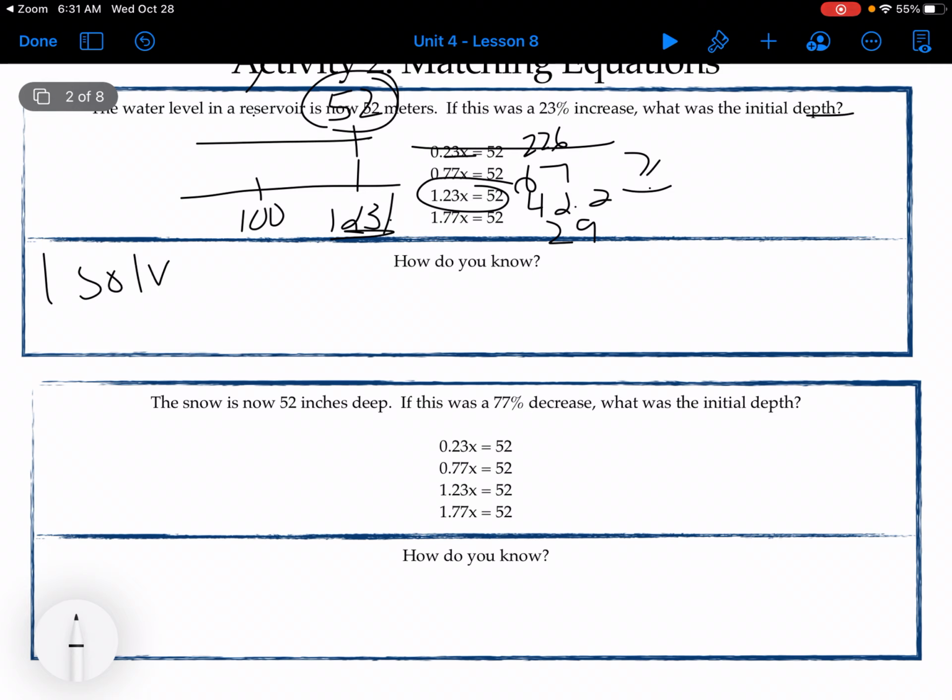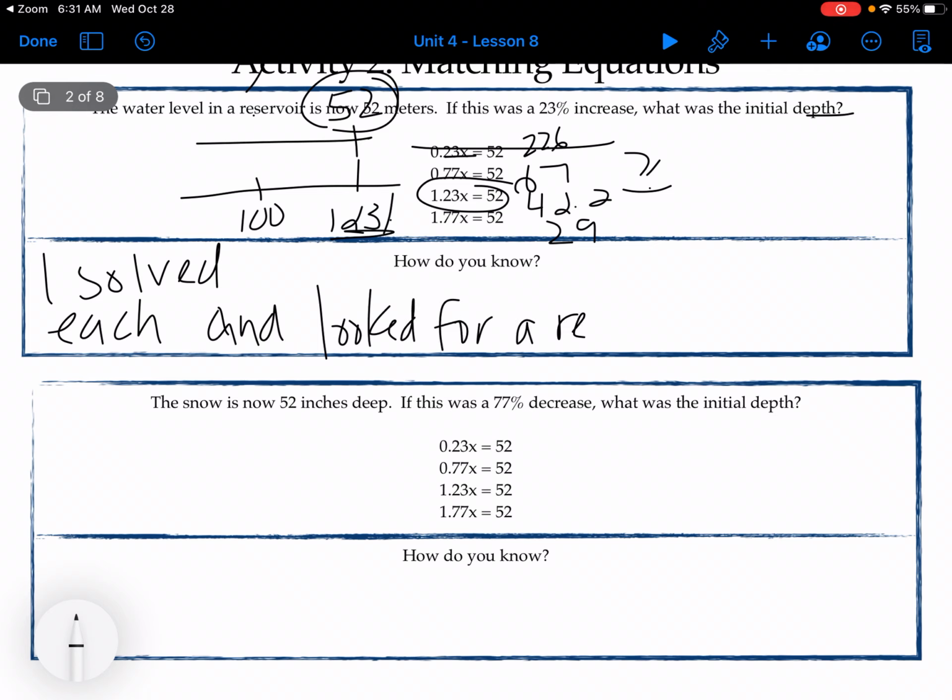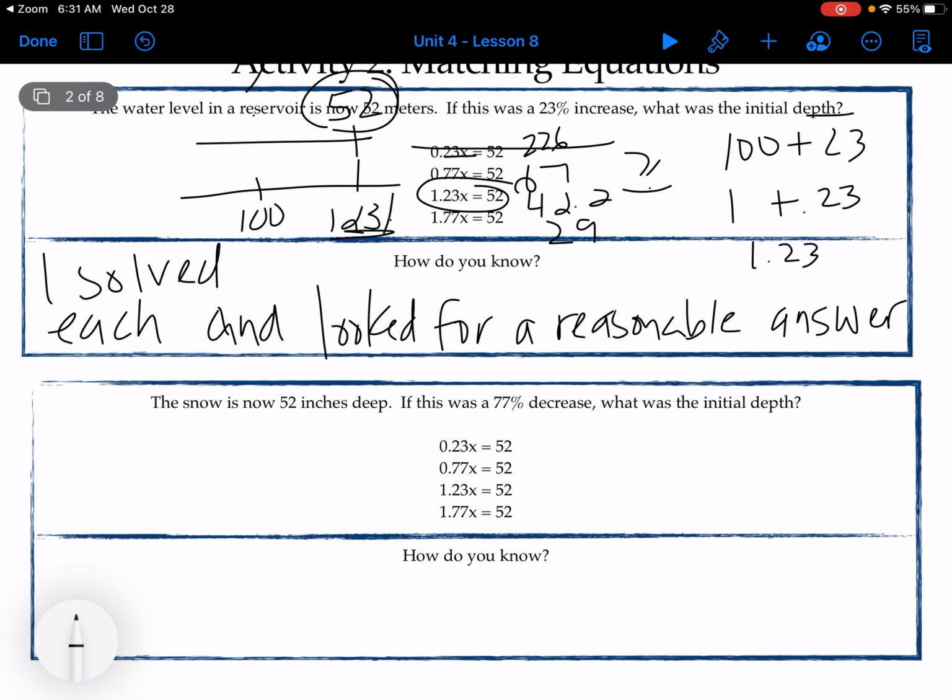I solved each and looked for a reasonable answer. So that was my justification. I also know that 100 plus 23, if I change these into decimals, would be 1 plus 0.23. So I get 1.23.